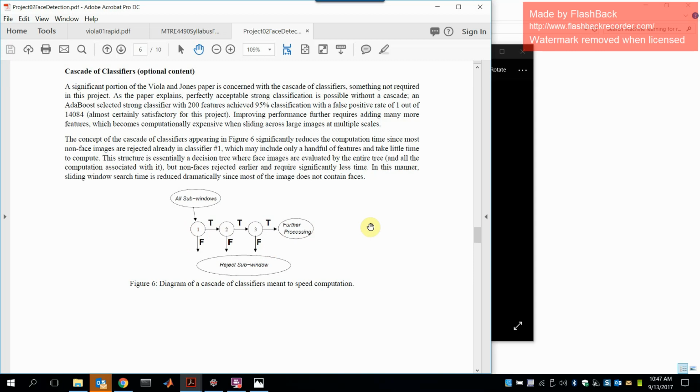That makes sense in an image where most of it's not faces and you're only looking for the few places that are faces. They found that was one of the big innovations. They didn't come up with AdaBoost. AdaBoost already existed. But this idea of a cascading classifier that reduced the computation time was a big deal.